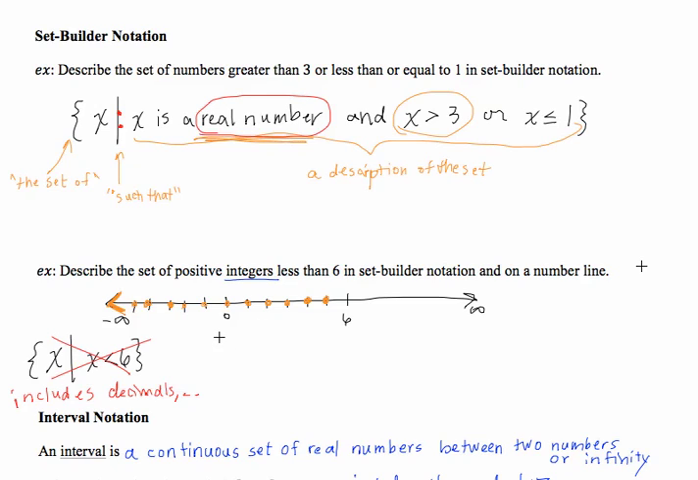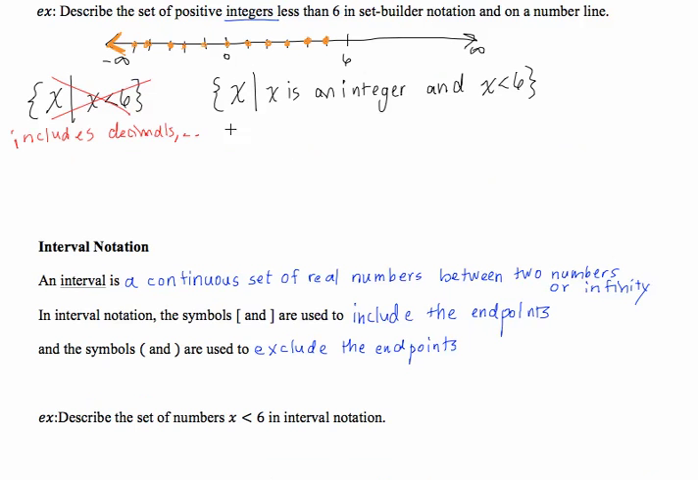So the only way to technically write this is, well, 2 ways. One is to say the set of all x such that x is an integer and x is less than 6. Actually, there's several ways to write this. Another would be to say the set of all x such that x is an integer and x is less than or equal to 5. That describes the exact same set, so either of those is technically correct.